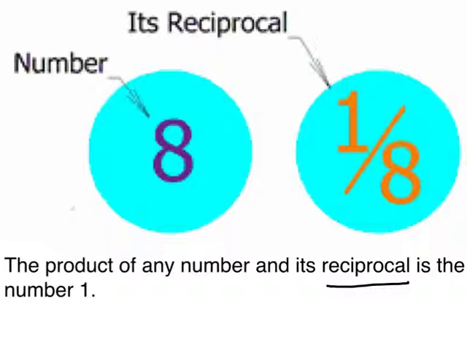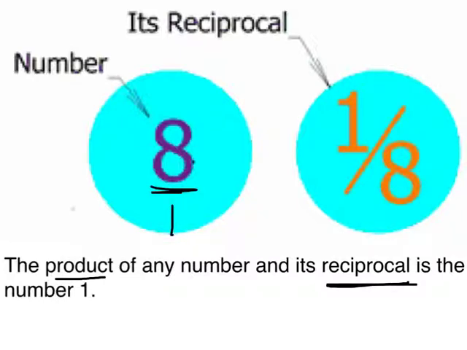The product of any number and its reciprocal is the number 1. So how do we get a product? We multiply. So we can take any number and its reciprocal, times it, and it should equal 1. We can make any whole number a fraction by putting a 1 underneath it.